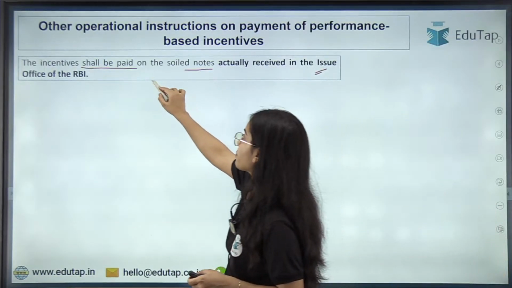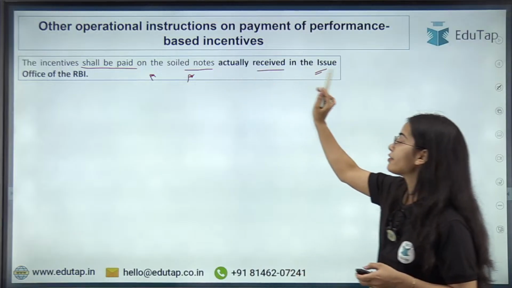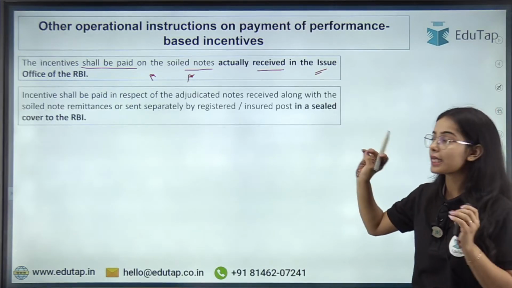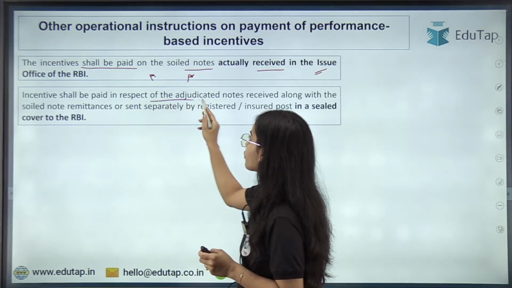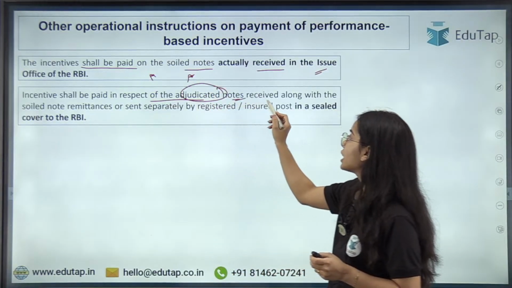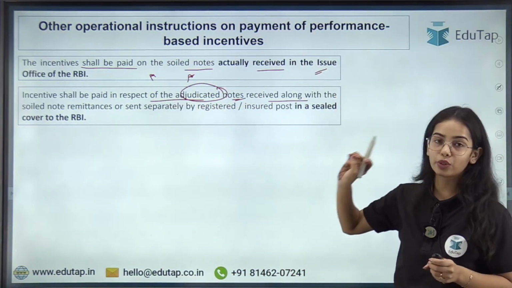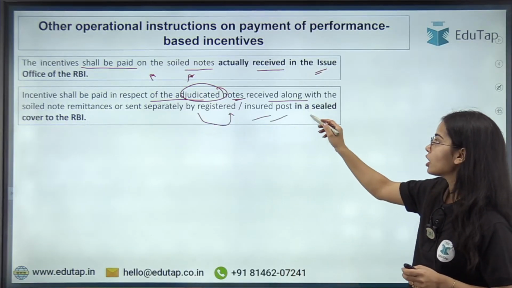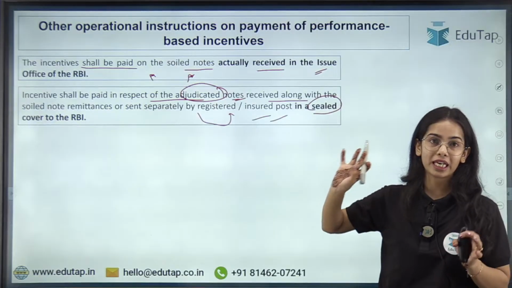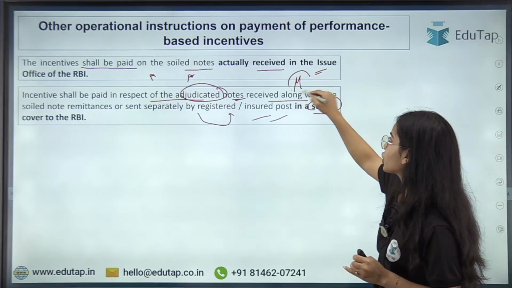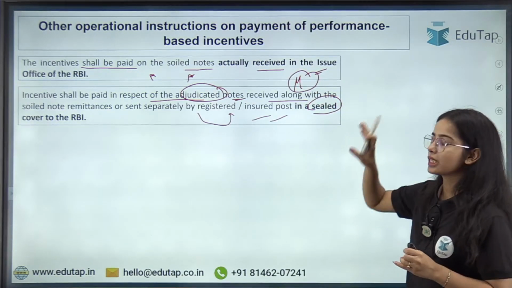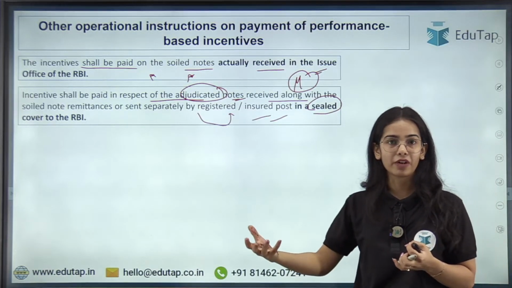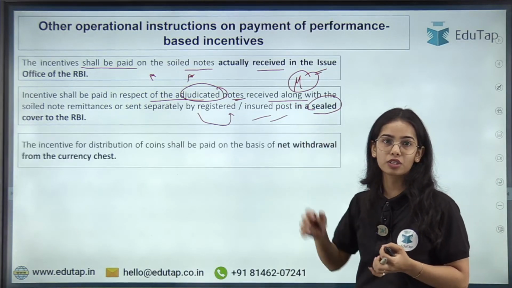Incentive shall be paid on the soiled notes actually received in the issue office of the RBI. Incentive shall be paid in respect of the adjudicated notes received along with the soiled notes remittances or sent separately by registered or insured post in a sealed cover to the RBI. That means in case of mutilated notes, the incentive will be given, okay, separately. So this is the idea.